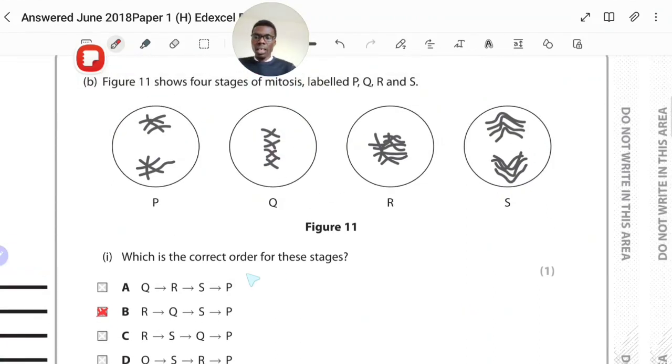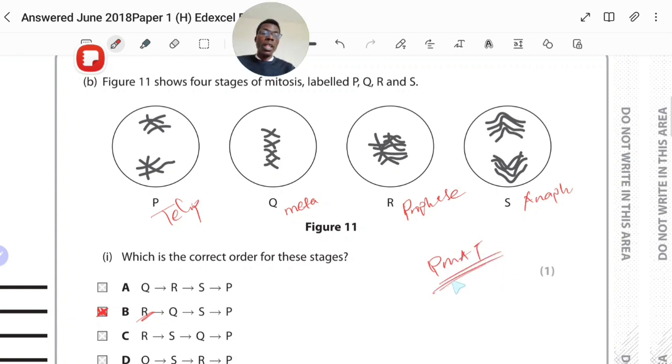So B, R is the first one. R represents prophase. Q represents metaphase. All right, while S represents anaphase. P represents telophase. Because the thing is always written as PMAT. So that's the stages of cells of mitosis and meiosis: prophase, metaphase, anaphase, telophase. Don't forget that sequence. This arrangement is very good, really.